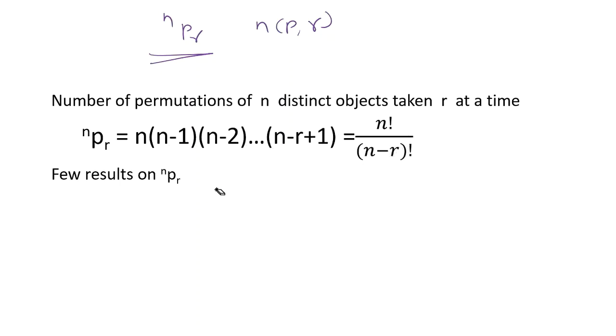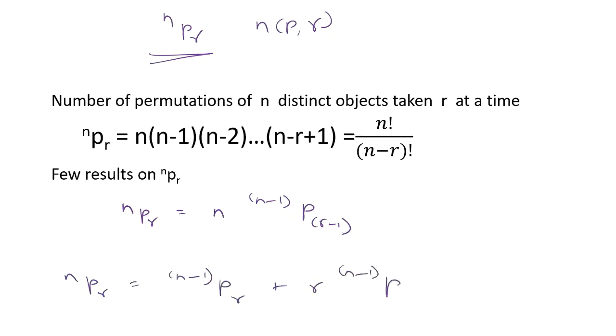And then we have seen a few results based on this nPr. The first important result is nPr is equal to n times (n minus 1)P(r minus 1). We have given two different proofs for this one. One proof is based on the formula and the other proof is based on some combinatorial arguments. And we have one more result, that is nPr is equal to (n minus 1)Pr plus r times (n minus 1)P(r minus 1).